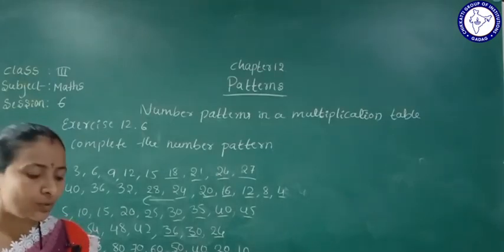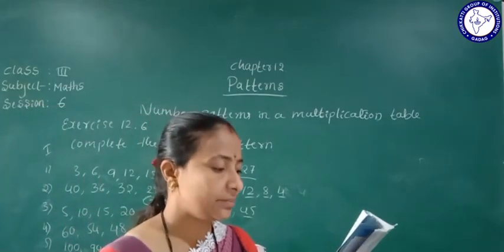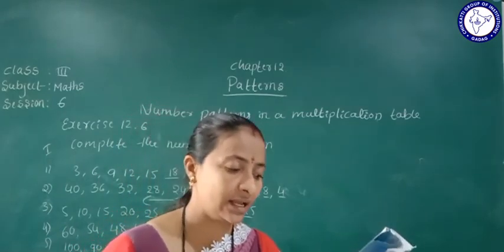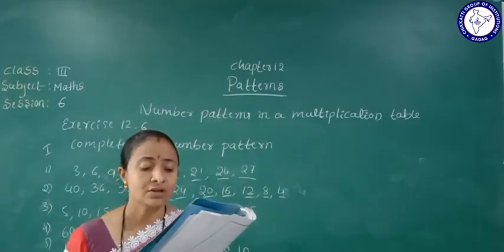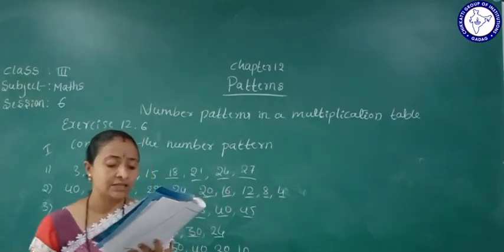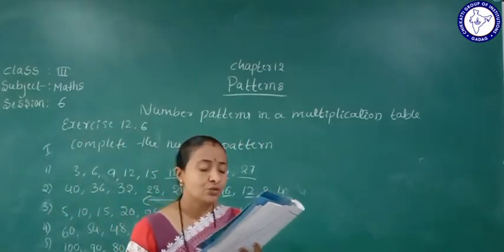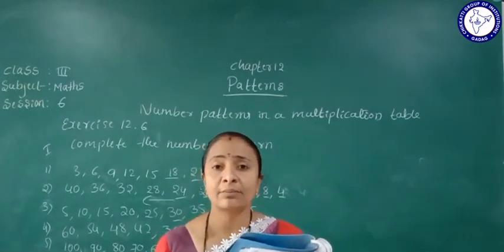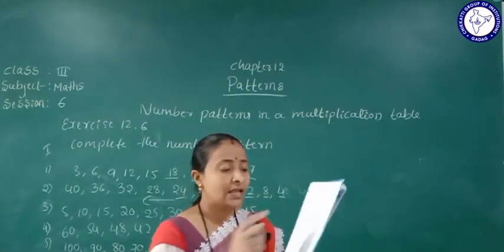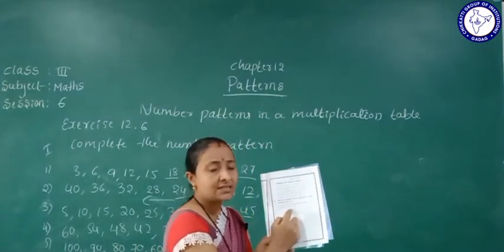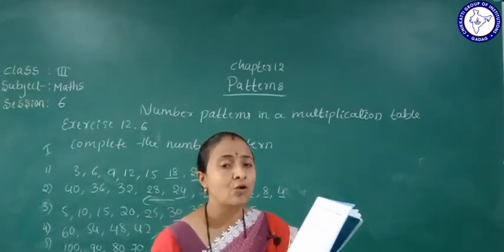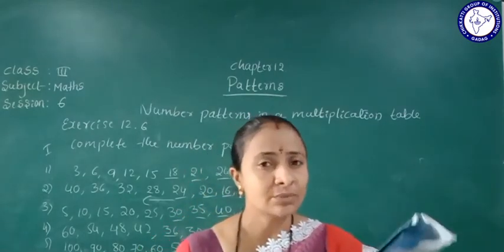Okay, the next one they have given here, that is the second one. Write the number pattern obtained by multiplication table 9. See, find out the formation of the number pattern obtained by multiplication table 9. So you write the multiplication table 9 and find out the number pattern, same as the number pattern of 9. You will find out how much is added to the previous number.